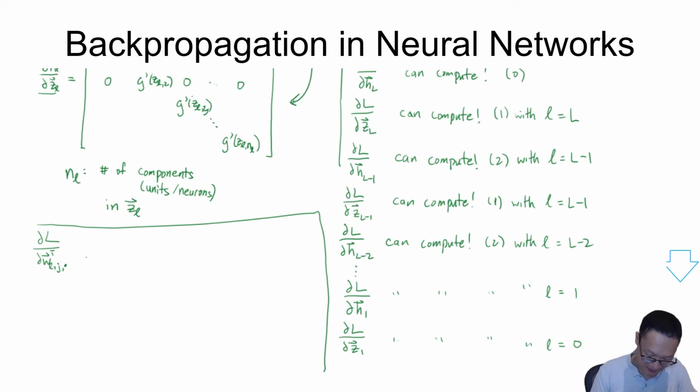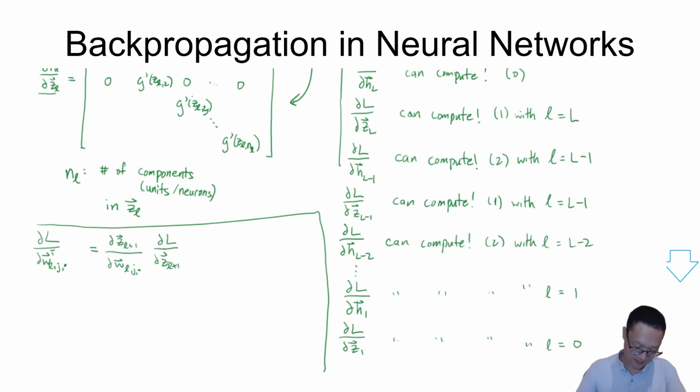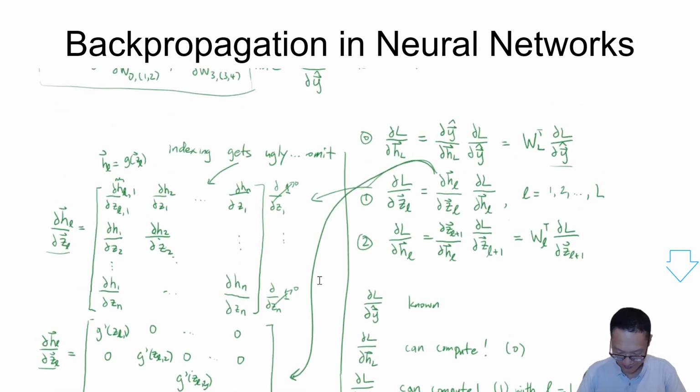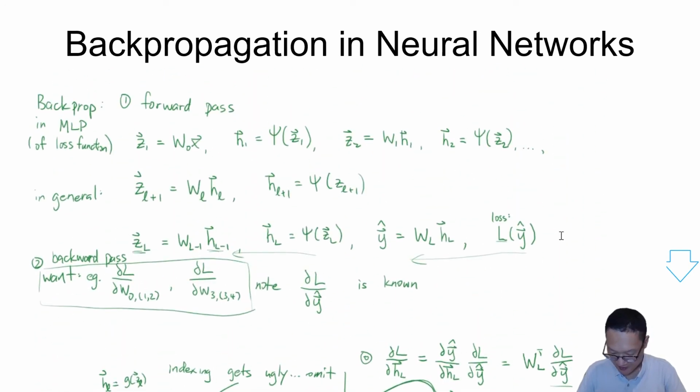Okay, and that is going to be equal to partial ZL plus 1 over partial W, and then this is what we want, LJ dot, and then partial L over partial ZL plus 1. Okay, so basically, just to go back to the general formula here, we would like to take the partial derivative of L with respect to one row of these weights. So we're going to use the chain rule.